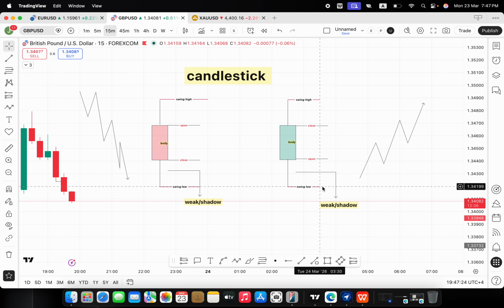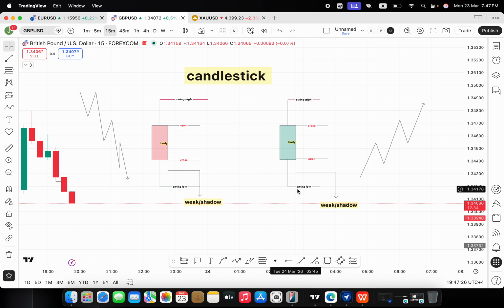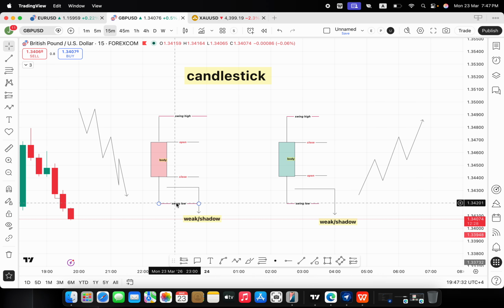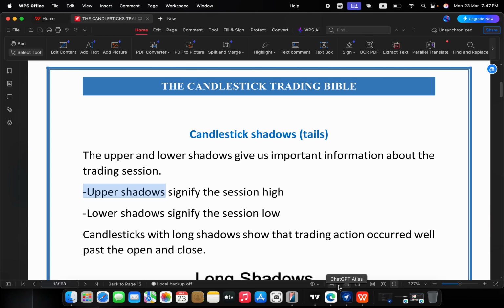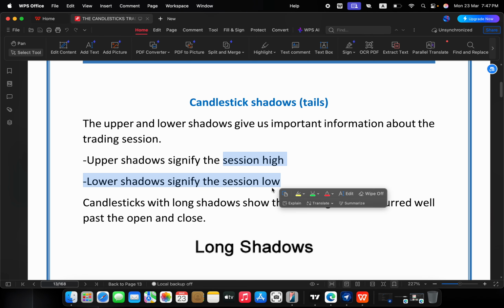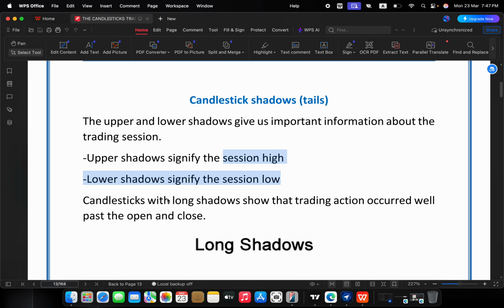Where did I stop? Okay, so this is the swing low, and this is the swing high. And remember, this swing high and this swing low are all the same. If you want to label it, you can label it the same thing. But the thing that is different here is the close and the open. So let's go back here. Here we call them the session high and the session low, or upper shadow and lower shadow.